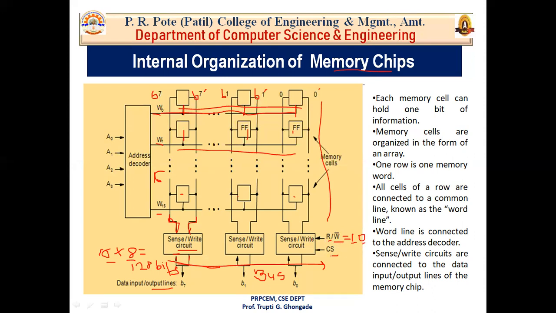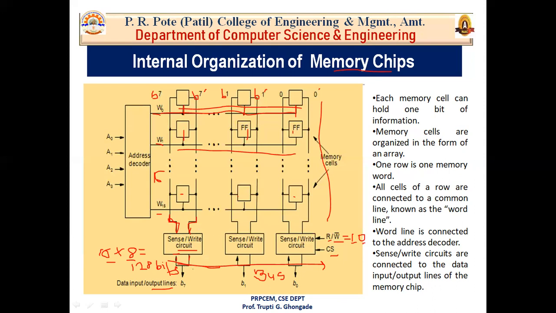Then another control signal is CS. CS stands for chip select. As this is a single memory chip system, but most of the time we can have multiple chips, we can use this control signal, chip select, to select a particular chip. So if we have a multiple chip system, you can select the particular chip by using the chip select control signal.